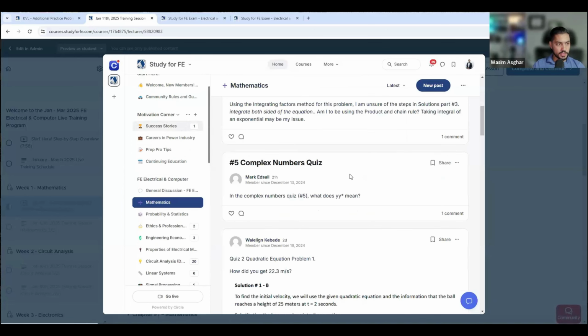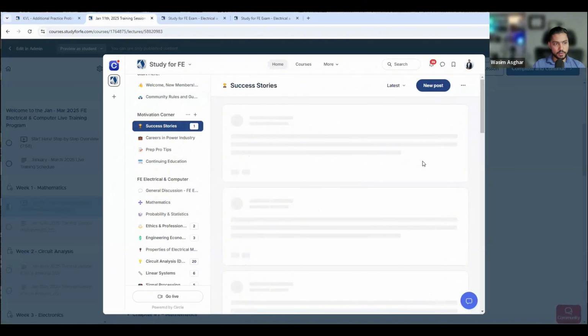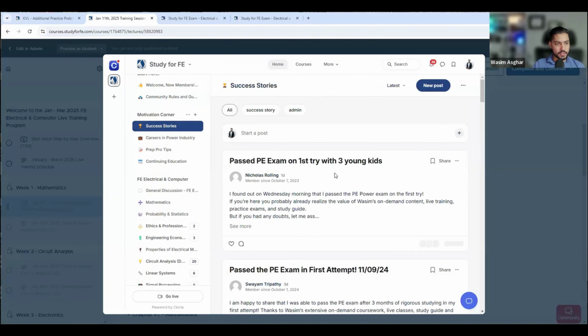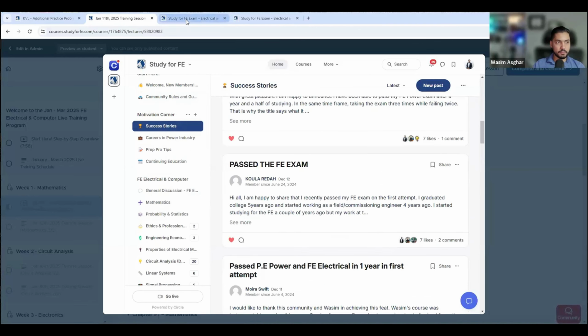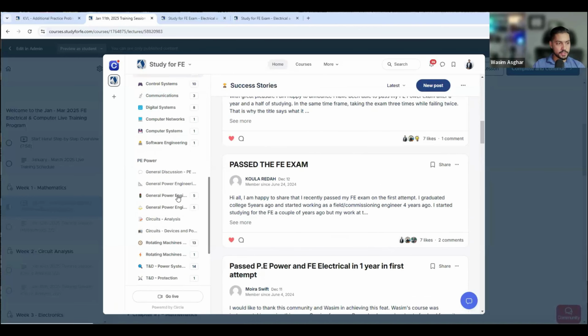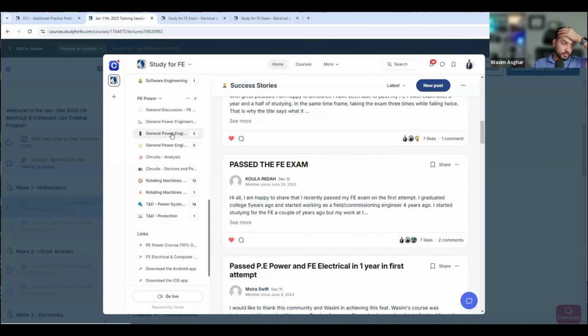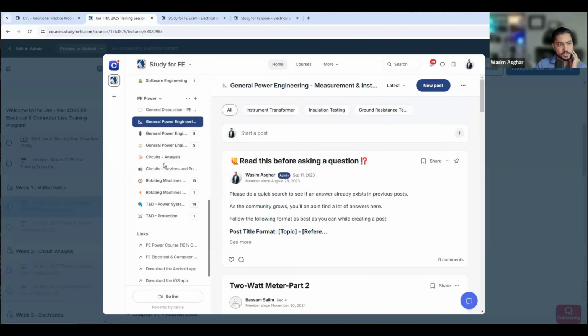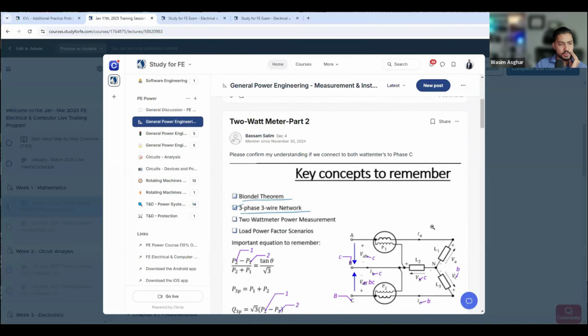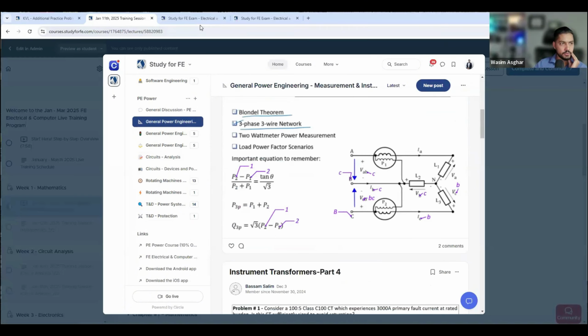And even over here, you can see tons of success stories. Students are posting every Wednesday when they pass the FE exam, when they pass the PE exam. And as far as the PE is concerned, I have separate categories. Whether you're operating in general power engineering, measurement and instrumentation, or circuits, section 3, section 2, you get very detailed responses. And you will never be alone in terms of your preparation.